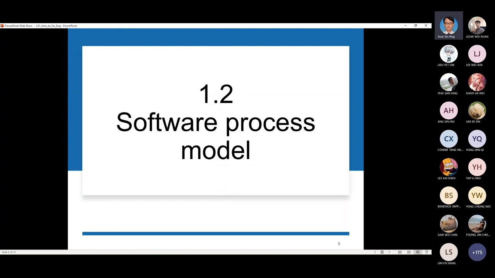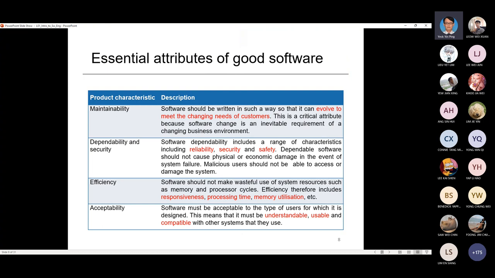Now you already understand what I mean by the software process. Okay, so let's use MS Teams as an example for measuring. Your friend just now also mentioned it's a notebook on software engineering principles. So we try to measure whether MS Teams is good enough or not. Maintainability: yes, it keeps upgrading quite frequently. Dependability and security, reliable? Not that reliable, okay. Secure, yes, secure so far.